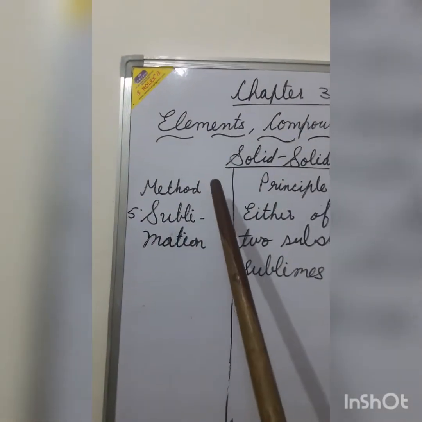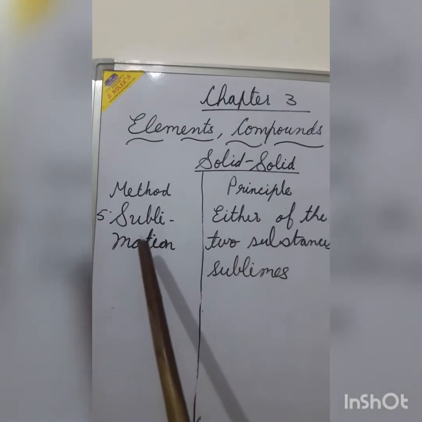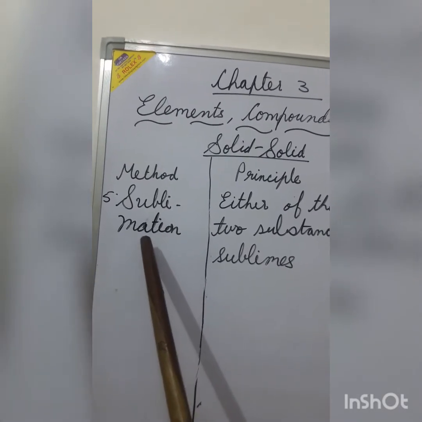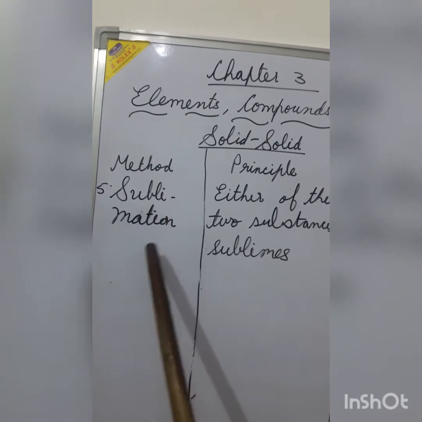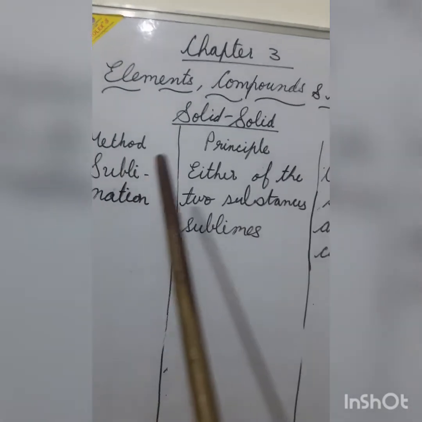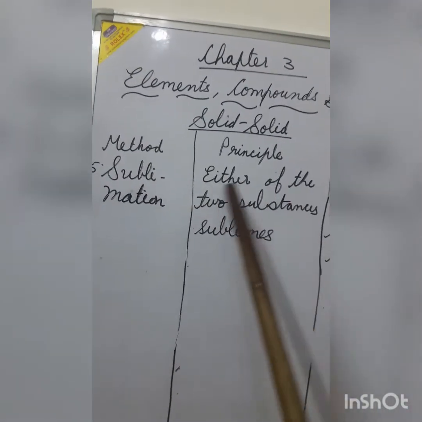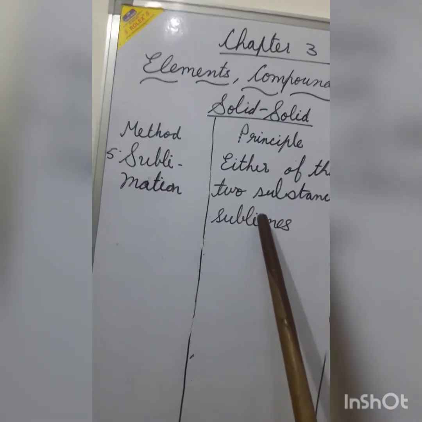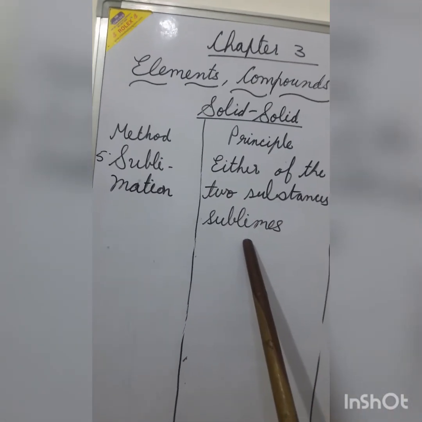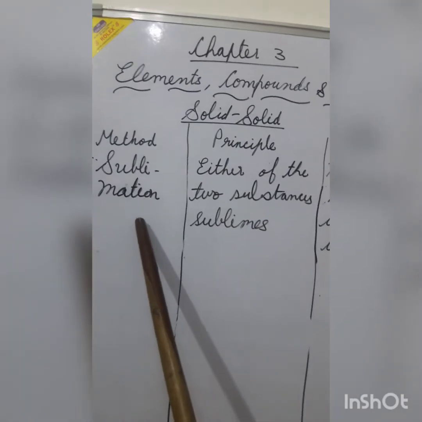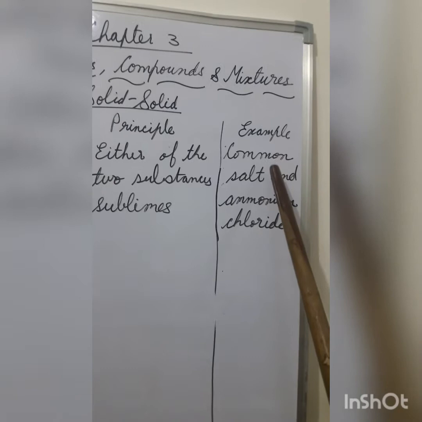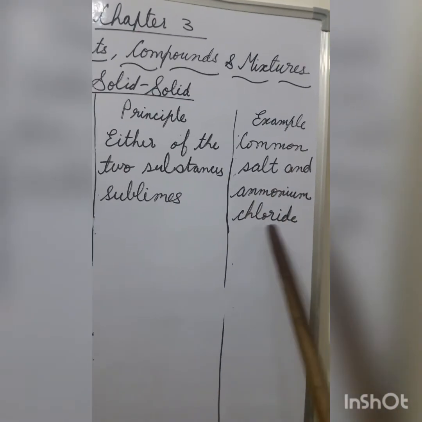The next method for solid-solid separation is sublimation. You know, the change of a solid substance directly to gas is called sublimation. So this is used when either of the two substances sublimes. That means if one of the substances in the mixture undergoes sublimation, the solid-solid mixture can be separated. Example, common salt and ammonium chloride.